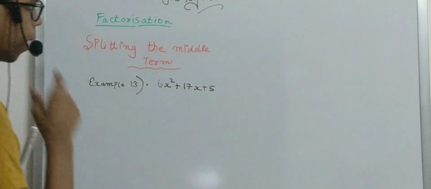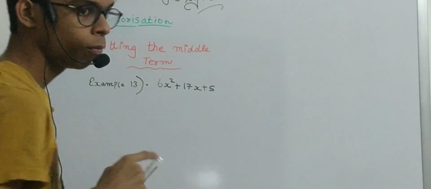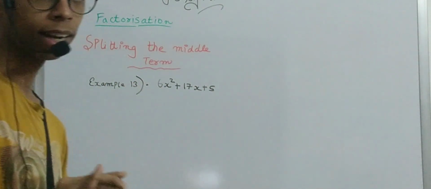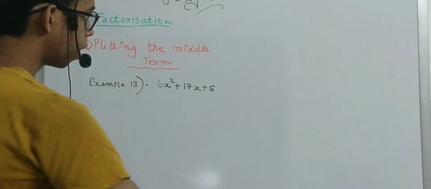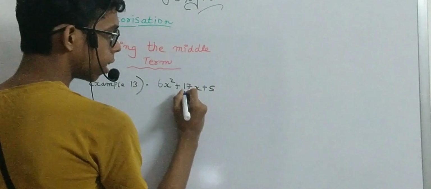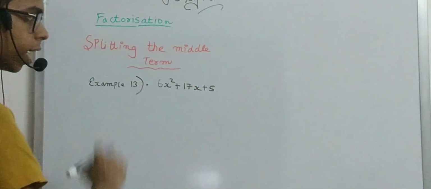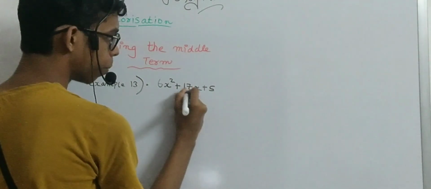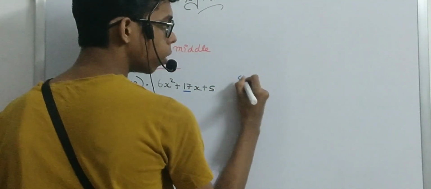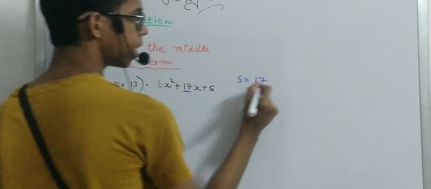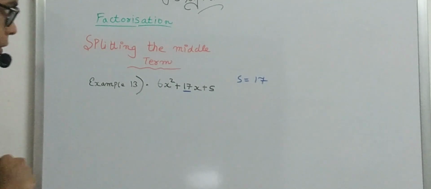Whenever a quadratic polynomial is given to you, first of all we have to find the sum and product. How will you find the sum and product? Always look at the term in the middle. Here the middle term is 17x. Just look at this number, this 17. This middle number will be your sum. So from here I can write sum is equal to 17. I hope it is clear.